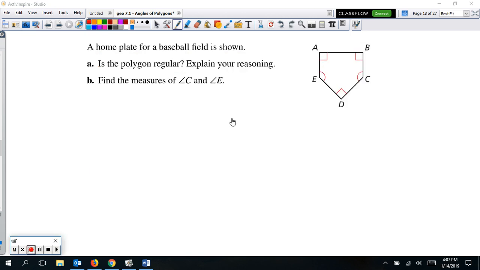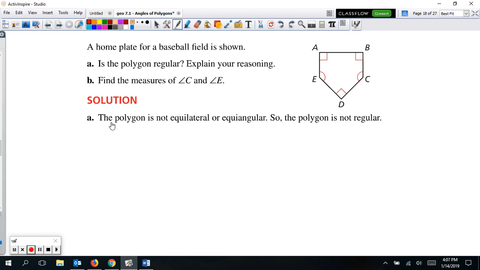So here's one from the book that's not in your notes here, just showing a home plate of a baseball field. Is the polygon regular? And you can see that they're not all the same angle, so it cannot be regular if they're not all the same angles. It has to be equiangular as well. So it's not regular, as you can see there. The polygon's not equilateral or equiangular, so it's not regular.